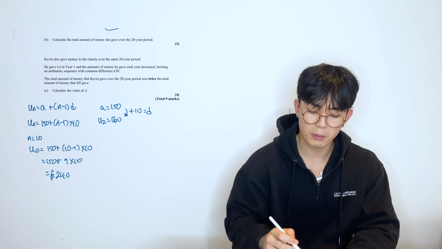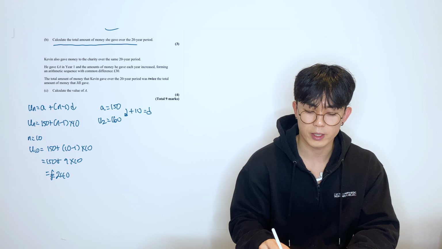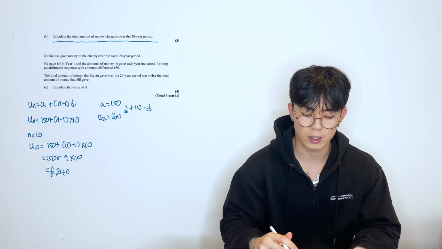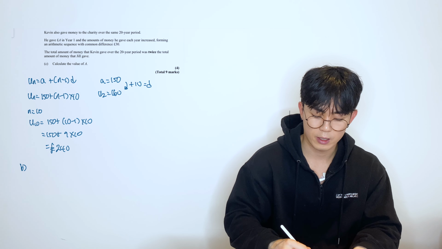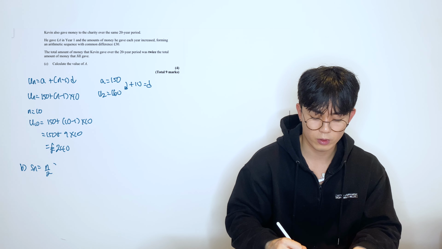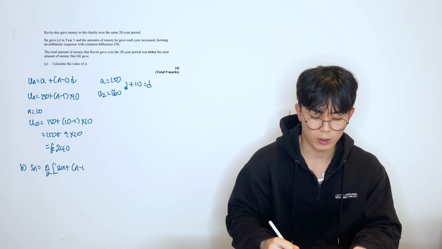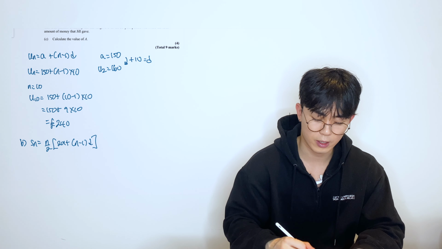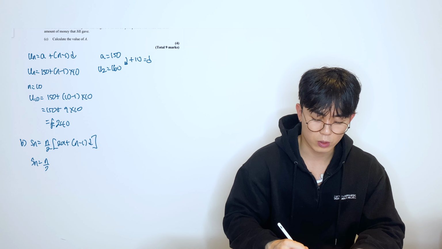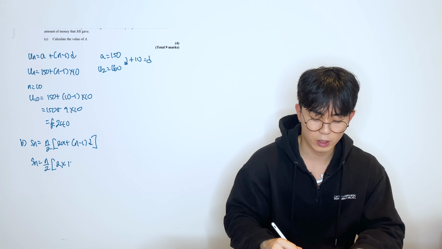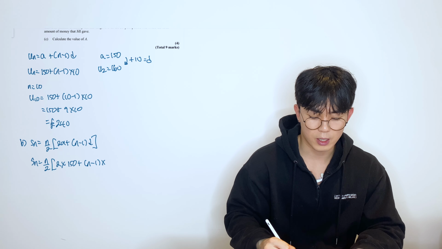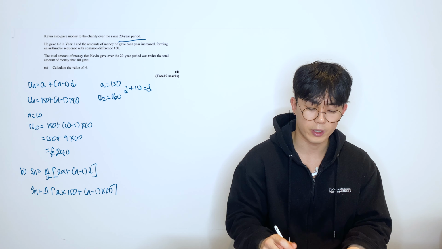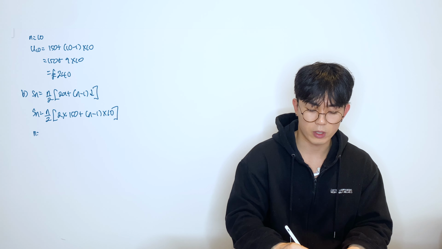Right. Part B is asking us to calculate the total amount of money she gave in the 20-year period. So the total amount means the sum in 20 years. So therefore, we should use the sum equation. Sn is equal to n over 2 times (2a plus (n minus 1)d). The a and d are the same values we found in part A, so we can plug that in. So we have Sn is equal to n over 2 times (2 times 150 plus (n minus 1) times 10). And now they're asking us how much did she give in the 20-year period, so therefore n is 20, and we just plug it in.